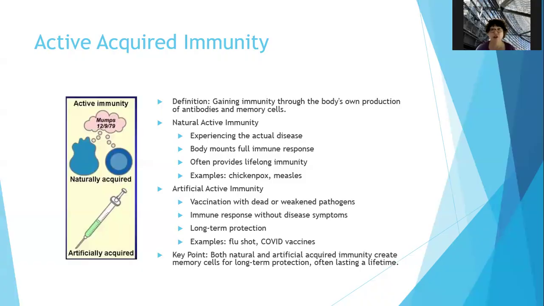So both natural and artificial acquired immunity create memory cells for long-term protection. Often they last a lifetime, but you're only immune to the first one you were exposed to. If there's a mutated form of the virus, you might not be immune to that. And that's where booster vaccines come in.